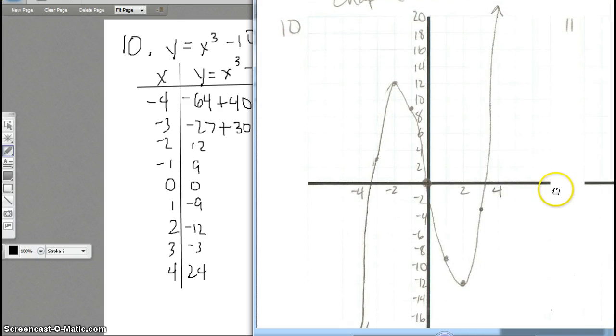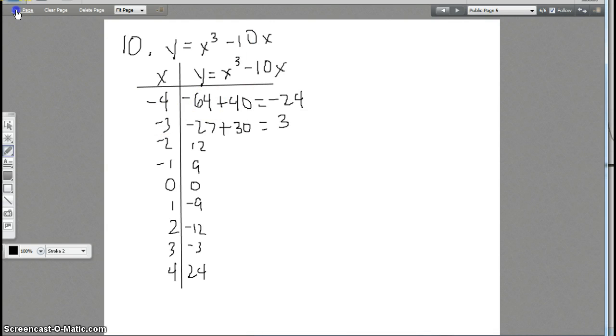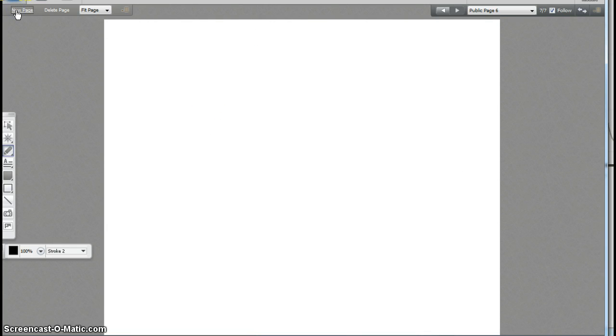And you can see this is a very different graph from the other graphs we've done. This one turns around twice. That's because it's a cubic equation. I want you to notice the degree is 3, and look at what happens here. It crosses the x-axis 3 times. We're going to look into that more later, but that's something to notice here. It changes direction more than once, and so that is our graph for number 10. Now let's move on and look at number 11.